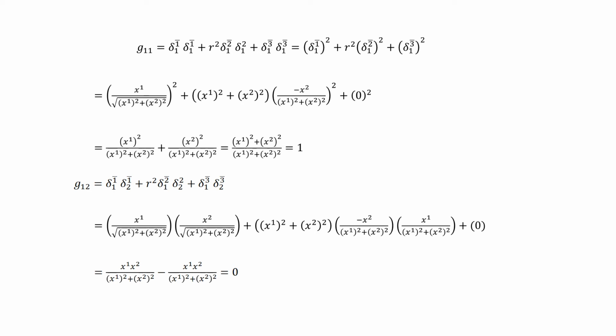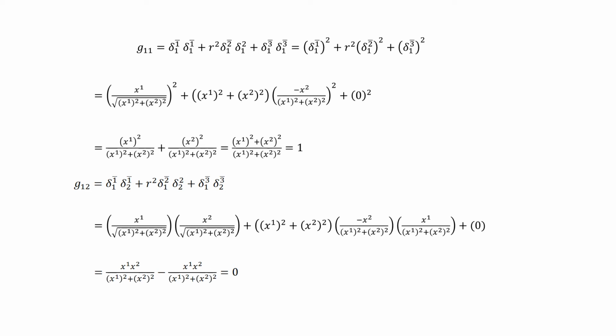So our first term delta 1 bar 1 is equal to x1 over the square root of x1 square plus x2 square, whole square, plus r square. R square is equal to x square plus y square. Now we are using here new parameters x1 bar, x2 bar. So the term becomes x1 square plus x2 square. And delta 2 bar 1 is equal to minus x2 over x1 square plus x2 square, whole square, plus the third term is c.